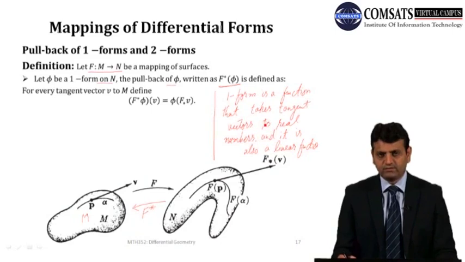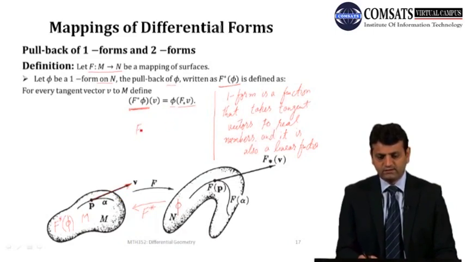So what is the domain of a one form? These are tangent vectors. So we will see how to define f upper star of phi on m, because if we have to see how we can pull back a one form on n to some one form on m, then we will define its image for some arbitrary tangent vector v to m. And how do we define this? This is defined as phi of f lower star of v.